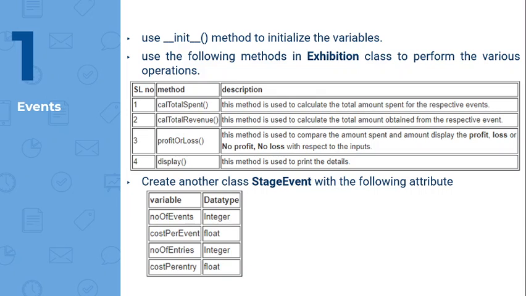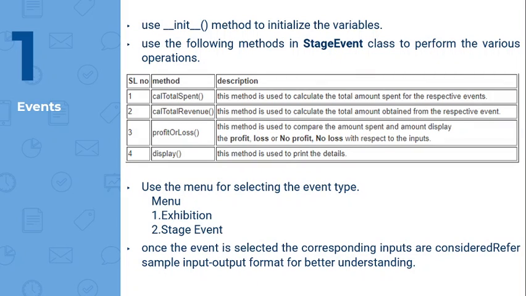Then we will create another class called StageEvent, which also extends the Event class. It also has 4 attributes: number of events, cost per event, number of entries, and cost per entry. We have to initialize those variables using the constructor and also override the abstract methods present inside that class. Then we also have a display method that will print the details, and based on the user, there will be 2 types of events. One is exhibition and the other is stage event. So based on that, you have to create an object for that particular class and invoke the methods that are present.